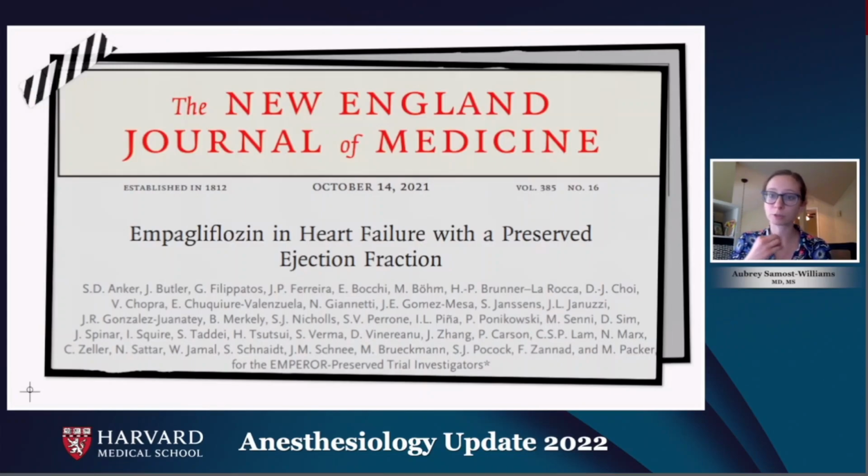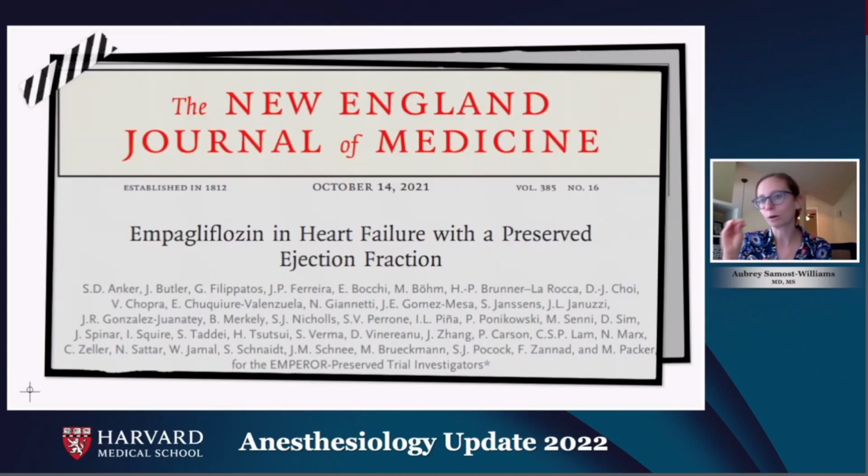There's been nothing that has been shown in that HFpEF population to decrease mortality or decrease heart failure exacerbations until now. So empagliflozin was tested in non-diabetic patients with HFpEF and was found to decrease cardiac mortality and decrease cardiac admissions for volume overload, which is huge. So in this very large population, because obesity is a risk factor for developing HFpEF, and we have a huge obese population, we now have something that is evidence-based that can improve their mortality and improve their disease state in a way that we've only seen before for HFrEF patients.